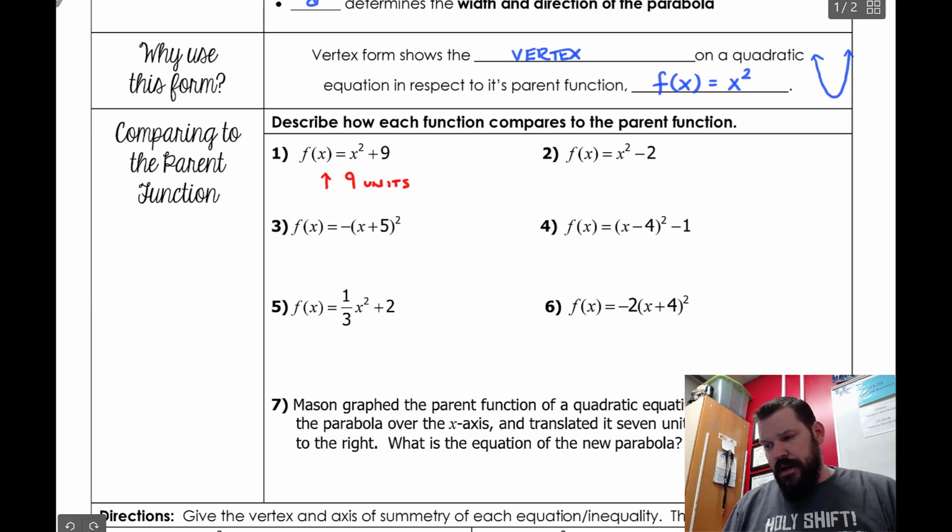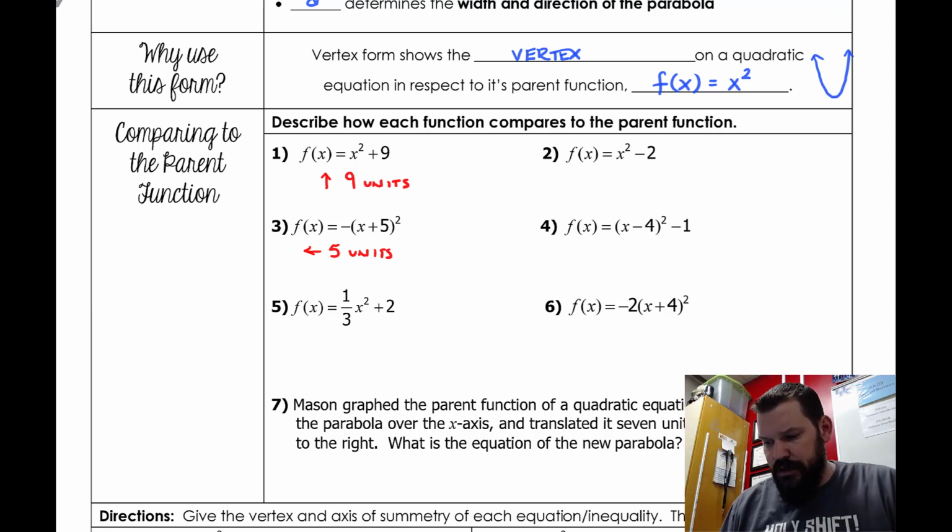The one directly below that, I'm going to skip number 2 for right now and come back to it, but the one directly below that, we're adding 5 inside the function. So this plus 5 actually shifts the graph left 5 units. Remember, it's the opposite of what you would think. You would think that the plus 5 would move it to the right, but it does move it left. And then the minus in front of the entire function reflects it over the x-axis.